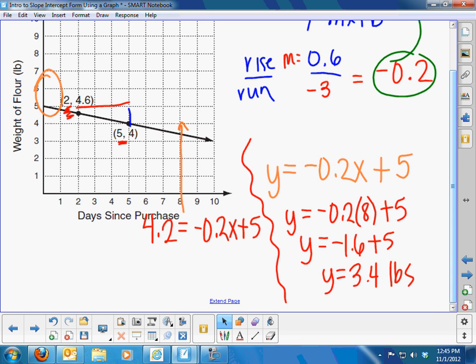So as you can see, writing equations in slope-intercept form will be very helpful when we need to get certain data from a given situation.